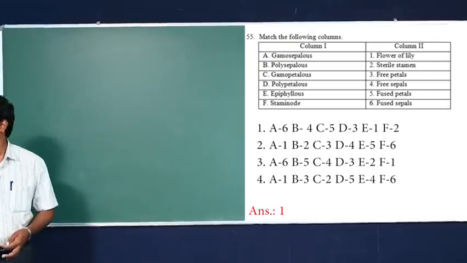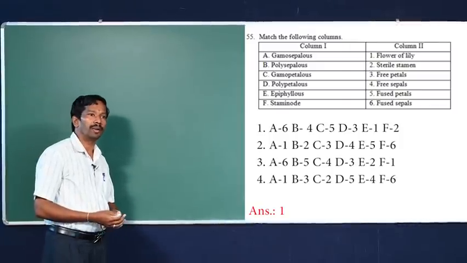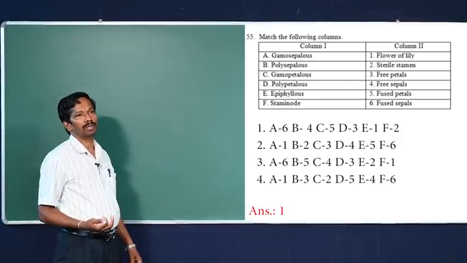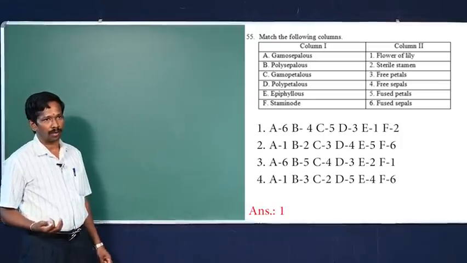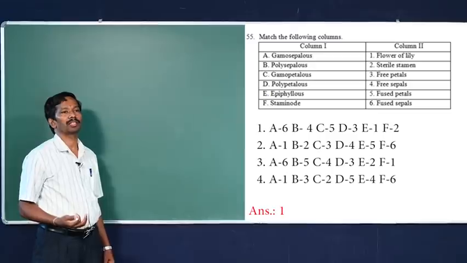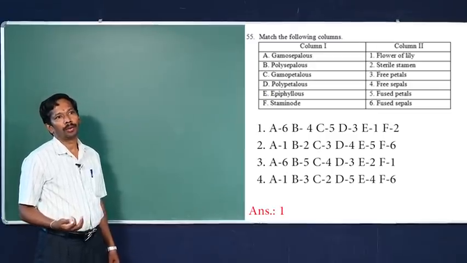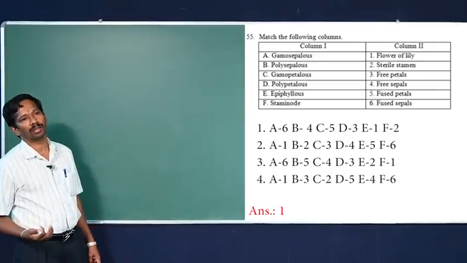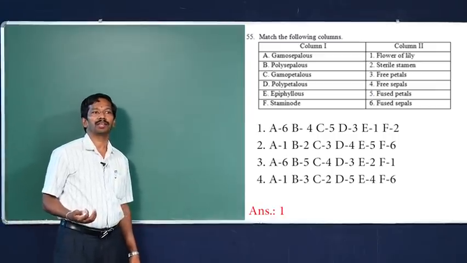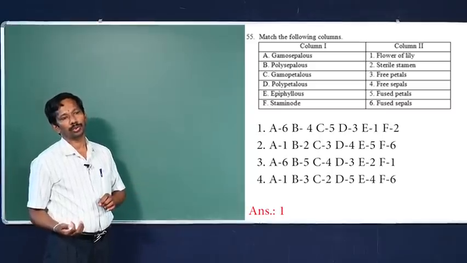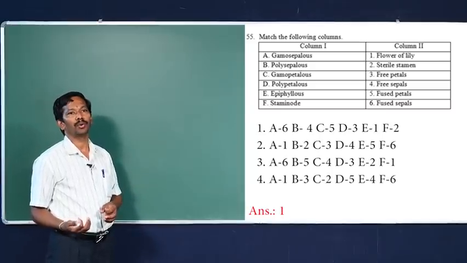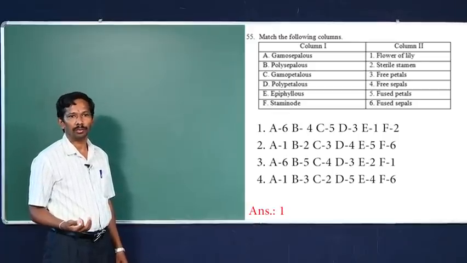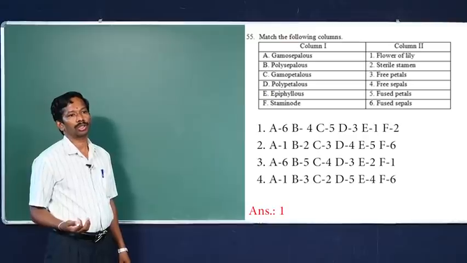Match the following with reference to sepal conditions or petal conditions are given along with the stamen. So gamosepalous condition is a condition where sepals are fused together. Polysepalous condition is the condition where sepals are free from one another. Similarly, gamopetalous, polypetalous, same condition. Epiphyllous is the condition where stamens are attached to the perianth lobe, and staminode is nothing but sterile stamen. And match the following with the explanation given in the question 55.